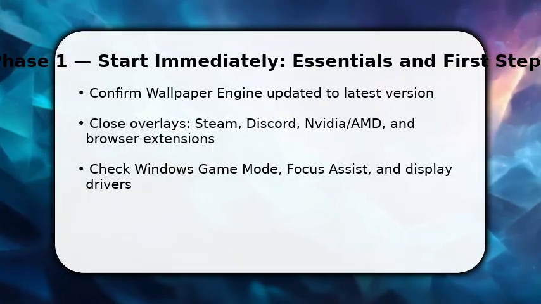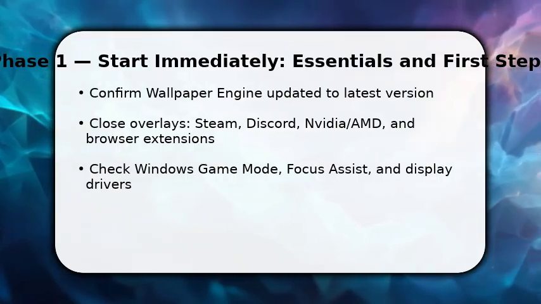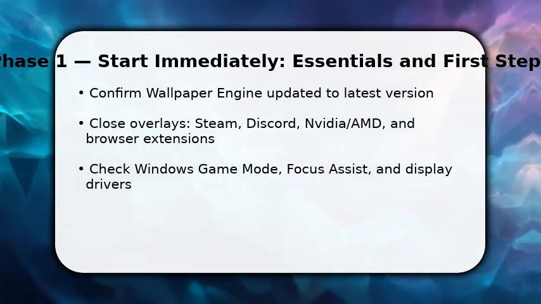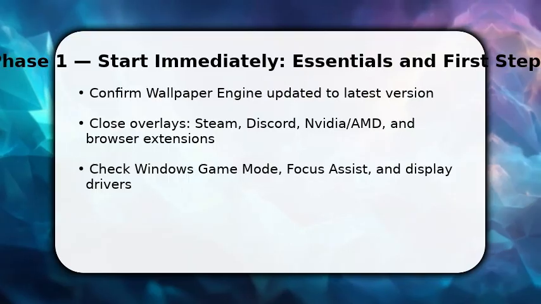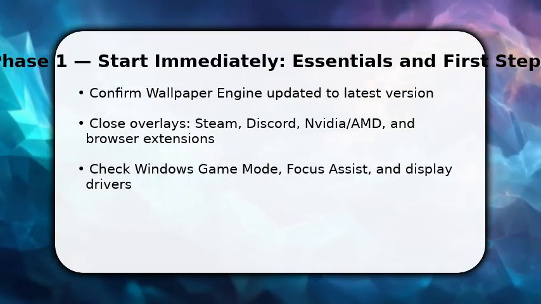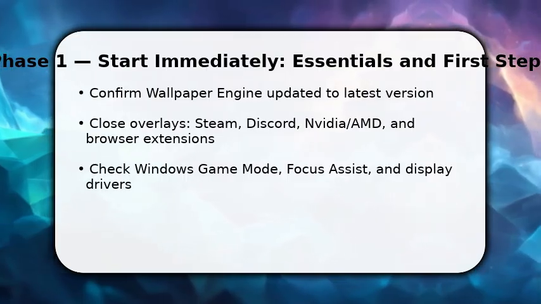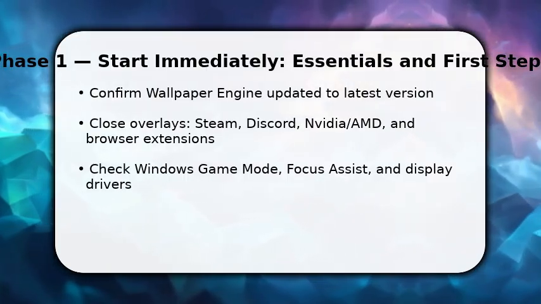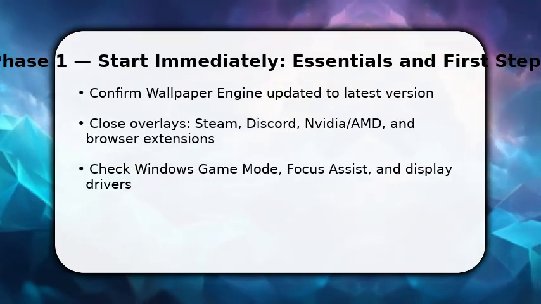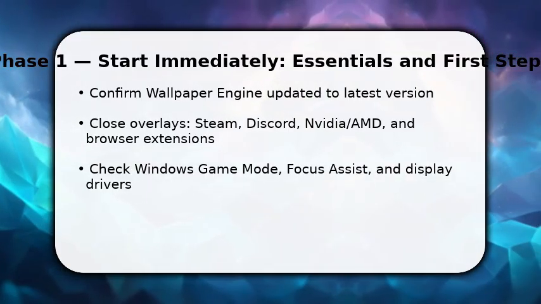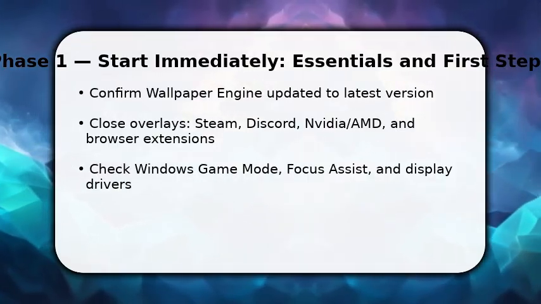You start by getting the basics out of the way quickly. Update Wallpaper Engine and close overlays that steal GPU focus. Once done, make sure Windows Game Mode and Focus Assist are set to off because they can interrupt rendering. You should also check your display drivers. An outdated or corrupt GPU driver often causes a black screen. If drivers are new, consider a clean reinstall. These steps remove common conflicts and let Wallpaper Engine claim the display output it needs.